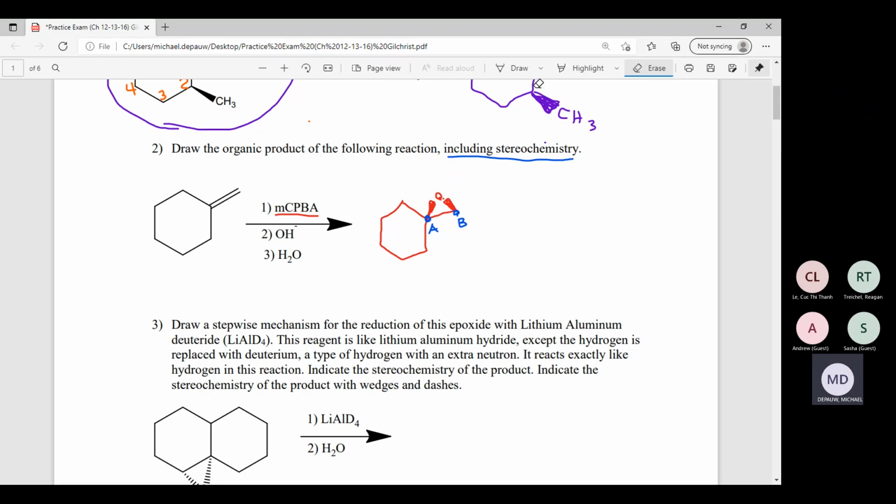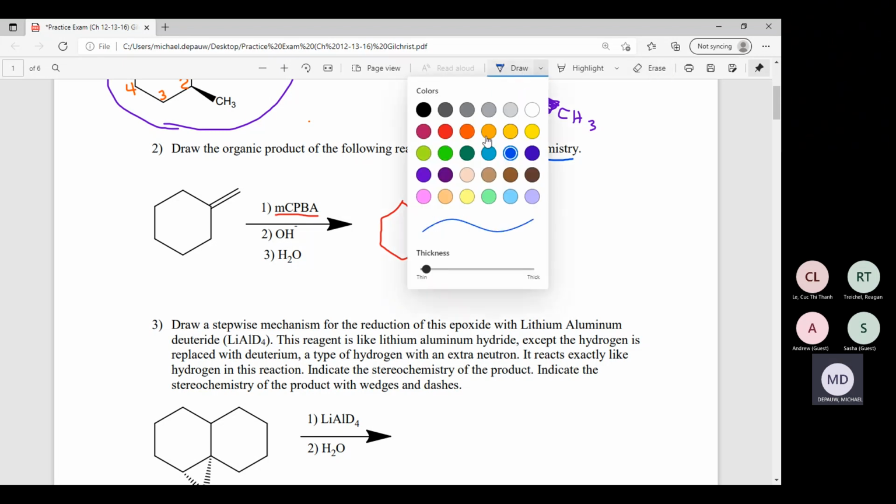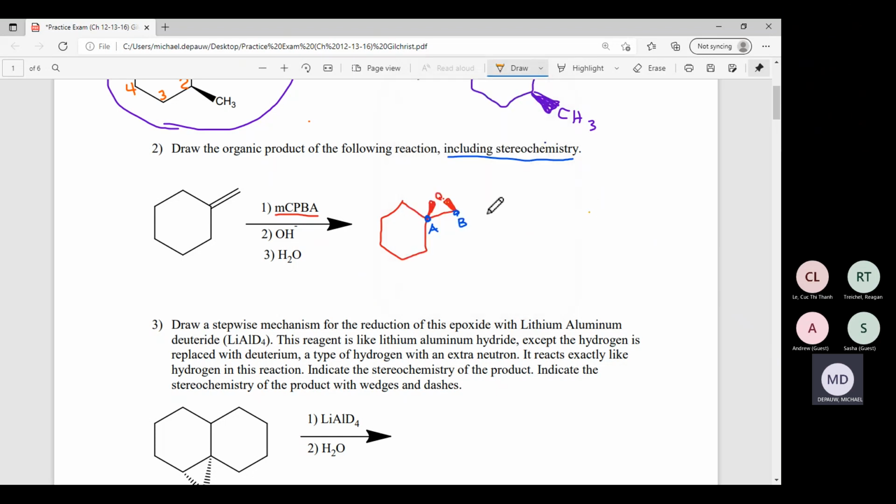It's going to be a lot easier for the OH minus to come in and add on the other side here. So this OH minus is actually going to come and attack here, and that's going to kick this up here.